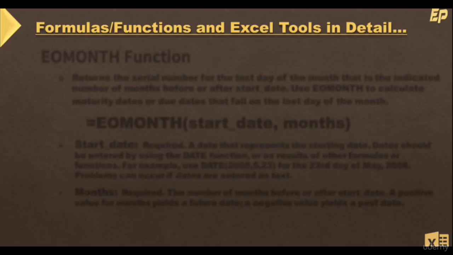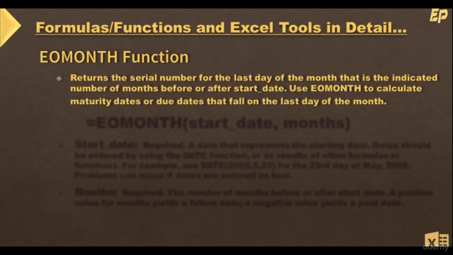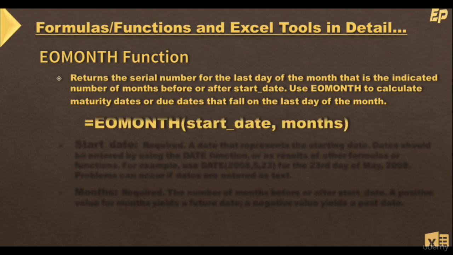So the next function in the date function category is the EOMonth function. This function is very powerful and I use it all the time in my various model preparations. So what is the EOMonth function? It returns the serial number for the last day of the month that is the indicated number of months before or after the start date. Use the end of the month function to calculate maturity dates or due dates that fall on the last day of the month.